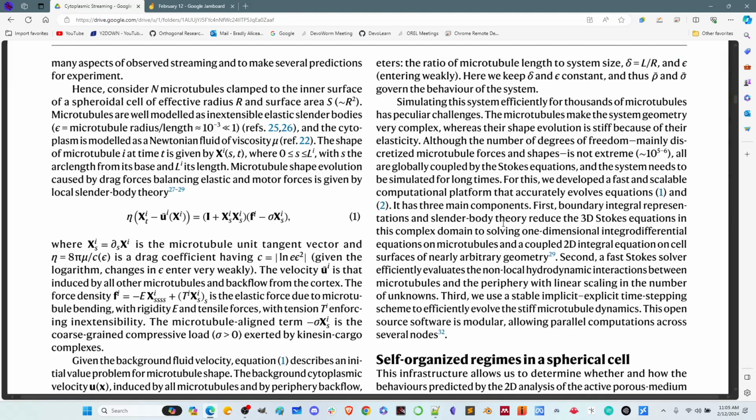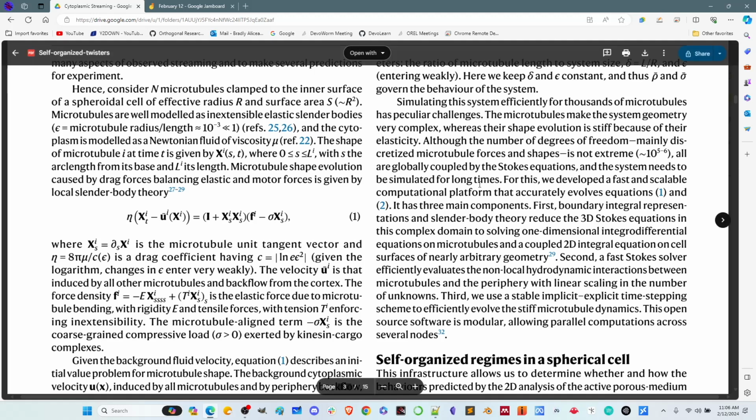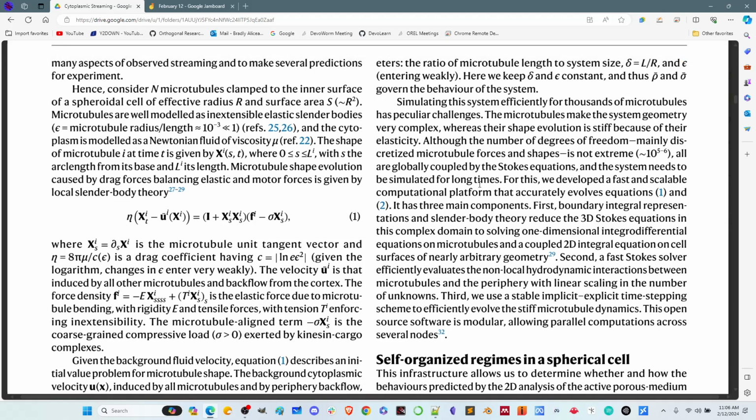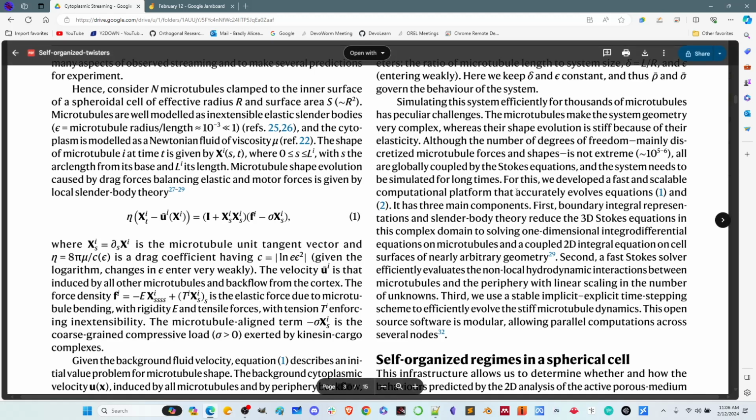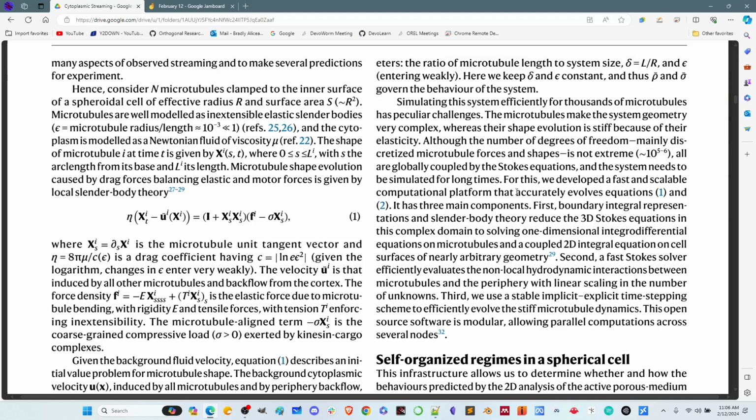Although the number of degrees of freedom, mainly discretized microtubule forces and shapes, is not extreme, it's on the order of 10^5 or 10^6, which is manageable in a modern computational environment. All are globally coupled by the Stokes equations, and the system needs to be simulated for long times. So we have the Stokes equations, which model the fluid dynamics. For this, we developed a fast and scalable computational platform that accurately evolves the equations. This is from citations 1 and 2.